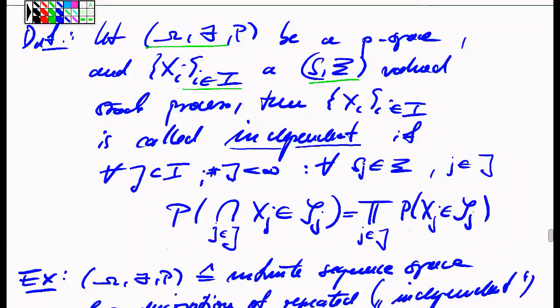We now generalize the concept of independence of two random variables to the case of a family of random variables. Now assume we are given a probability space omega, F, P and a family of random variables which assume values in a joint state space S equipped with a sigma field sigma. Recall that such a situation was called a stochastic process before. So if you assume that we have such a family of random variables, we call this family of random variables independent if the following holds true.